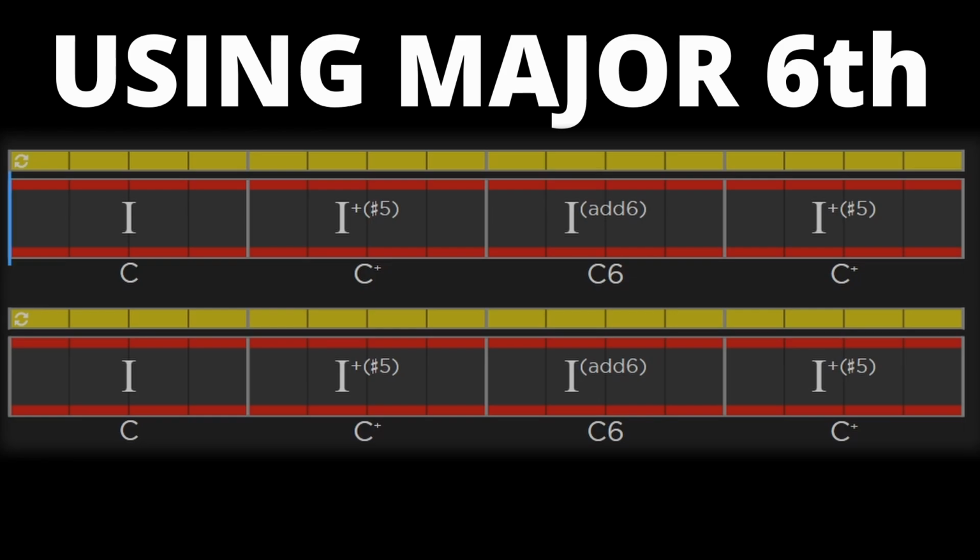If you want more help with major 6th chords, check out the video in the description below. So our motion is from the 5th note in the 1 chord to the sharp 5th note in the 1 augmented chord, and then to the 6th note in the 1 major 6th chord. We then fall back down to the augmented chord again.